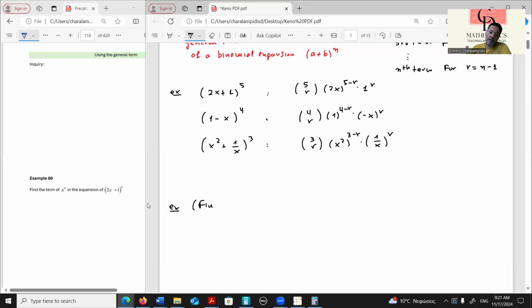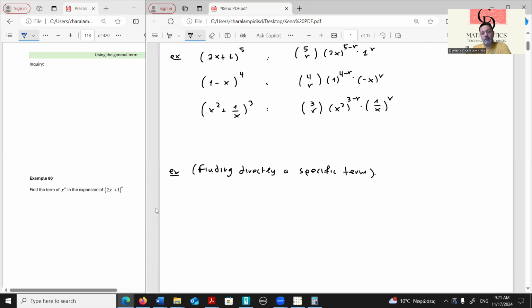Let's call that finding directly a specific term. For instance, let 2x plus 3, let's make numbers easy enough, to the power of 5. Find the third term in that expansion.